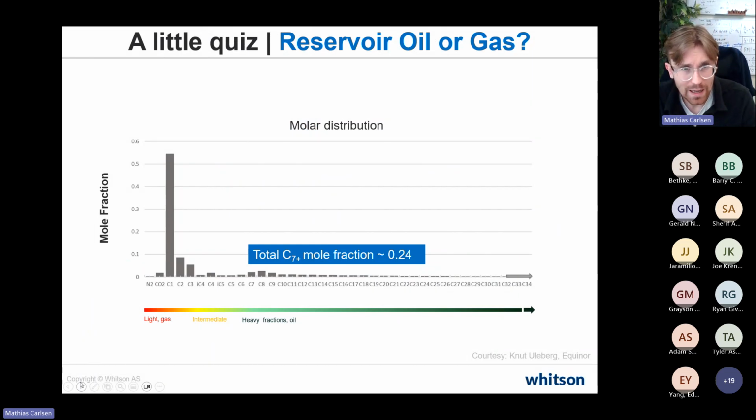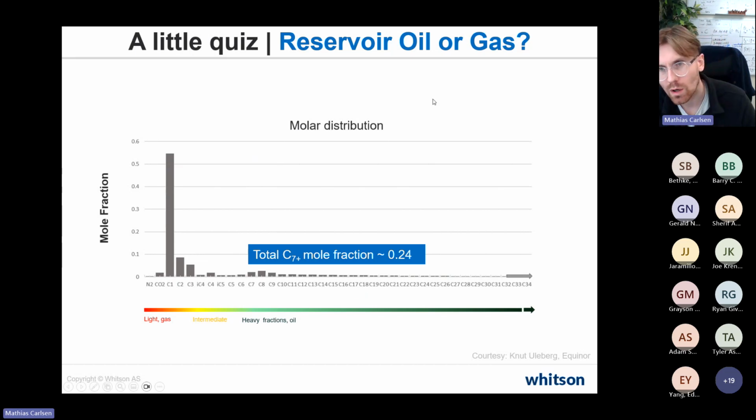We have a reservoir fluid right here. This is the composition for the reservoir fluid. We have light, intermediate, and heavy. And my question to you is, I would like you to guess, is this a reservoir oil or is this a reservoir gas? I'll give everybody a minute here. So remember, gas here, that's the lighter components. And we can just assume that the temperature in this case is, let's say, 200 Fahrenheit. So this is all the lighter components, the gassy components, and this is the heavy component.